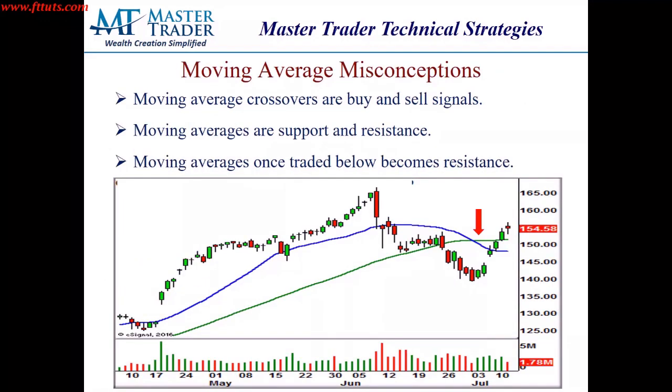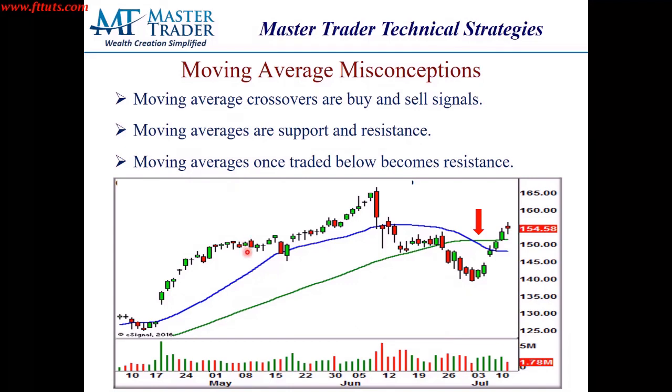So, moving average misconceptions. One of them is that moving average crossovers are buy and sell signals. I mean, there are times where they can signal a change. However, we can do that just by looking at price. We don't need to use moving averages, as well as, there comes a point where we start to decide which moving averages. Of course, there's always a choice. However, difference in moving averages can make them cross at different times, which leads to more confusion.